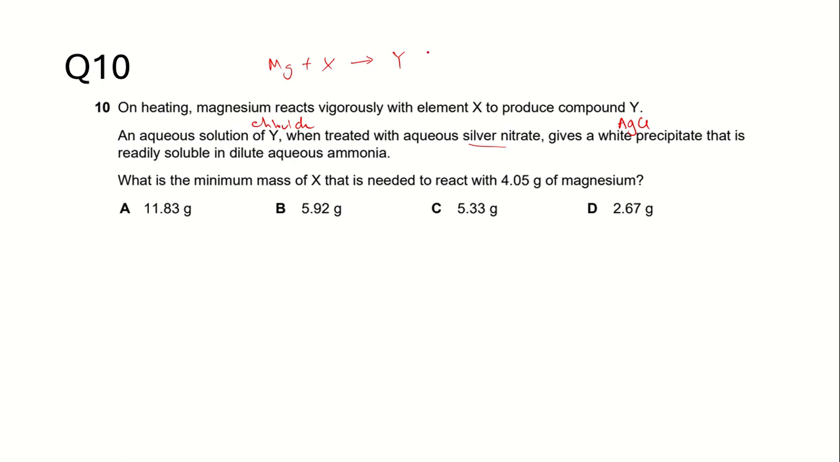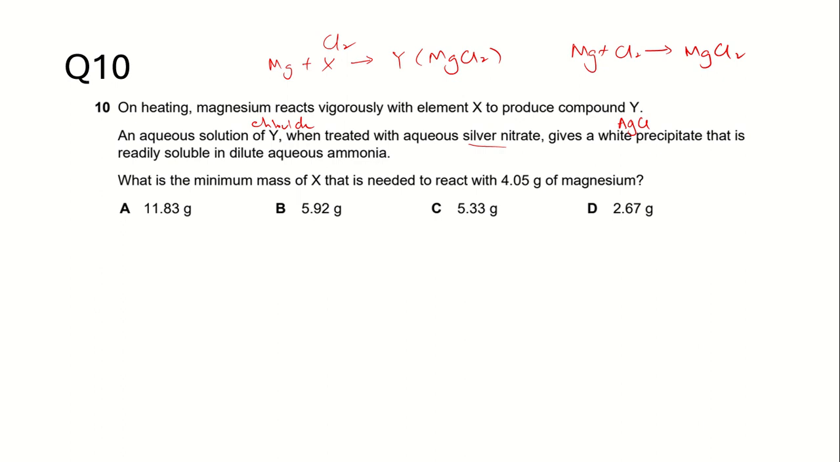In this case, we know it is actually magnesium chloride. If Y is magnesium chloride, what is X? X is chlorine. So let me rewrite the equation. It should be Mg plus Cl2 forming magnesium chloride. Now this equation is already balanced. Great, very easy, 1 to 1 mole ratio. And this white precipitate is readily soluble in aqueous ammonia. Confirm AgCl. What's the minimum mass of X that's needed to react with 4.05 gram of magnesium?